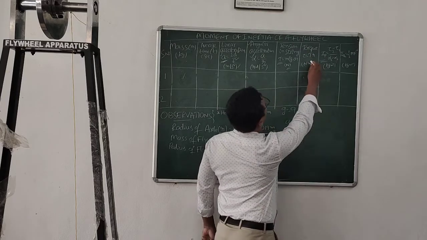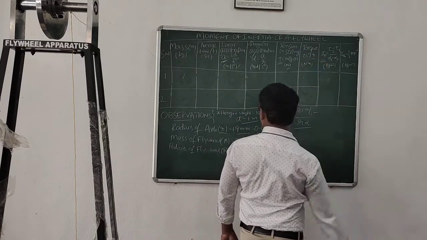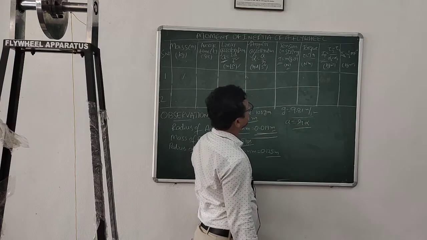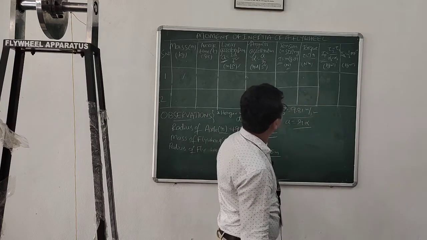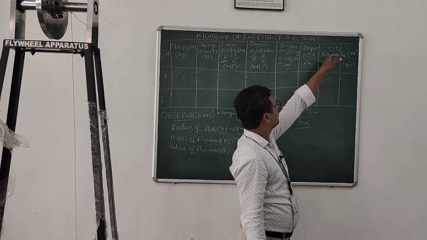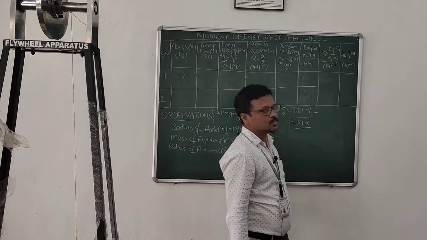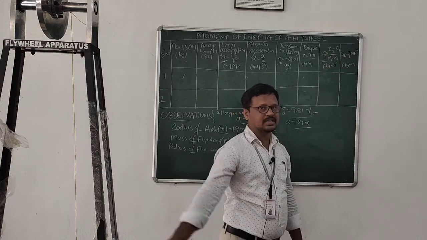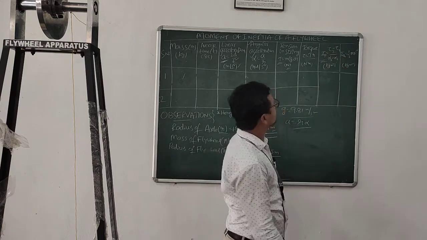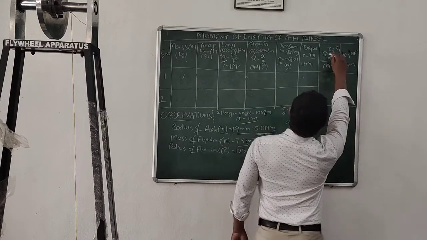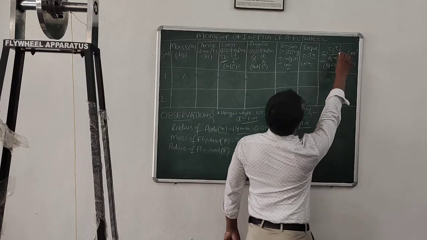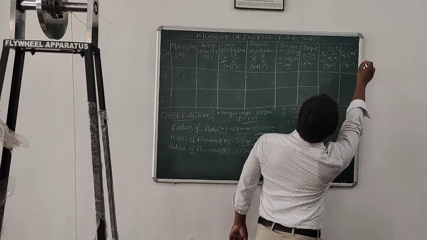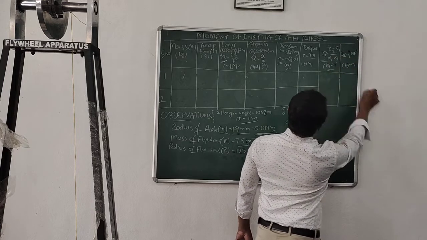So tau equal to tension T into small r, that is axial radius. Units are Newton meter. Now finally, we are going to calculate the mass moment of inertia practically, that is from experiment. The formula is IP equal to (tau 2 minus tau 1) by (alpha 2 minus alpha 1). Units are kg meter square.